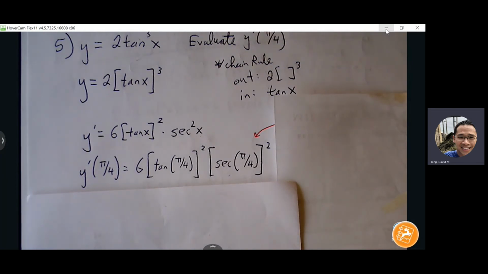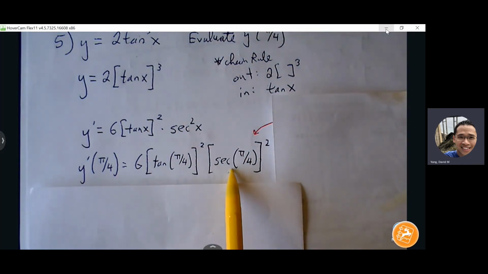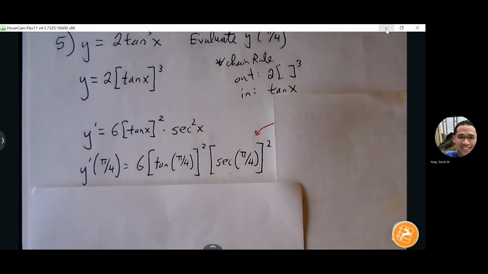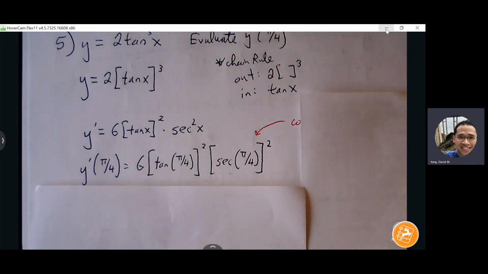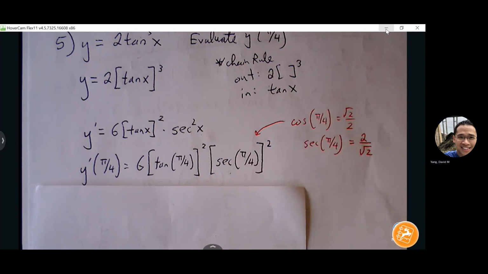Okay, so now we've got to work in our unit circle knowledge, right? So tangent of pi over 4, what's that going to be? Just 1, yep. And then secant of pi over 4, that may not come as familiar to you, but we know something related to that is cosine, right? Cosine of pi over 4 is root 2 over 2. So if we know cosine of pi over 4, then we should know what secant of pi over 4 is as well. We just take the reciprocal, right? 2 over root 2. So we insert those values, and then we can square each respective ratio.